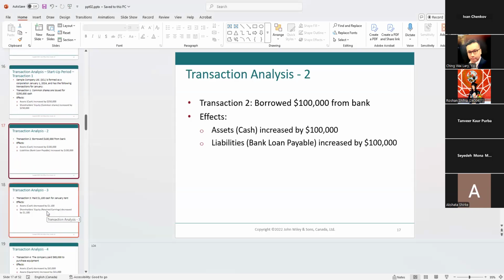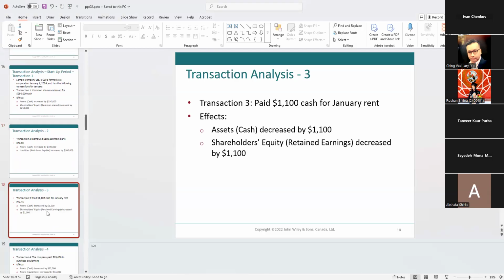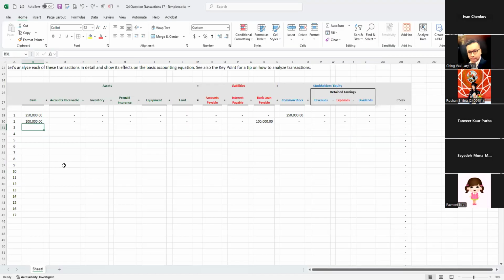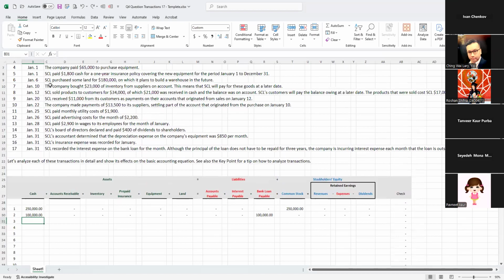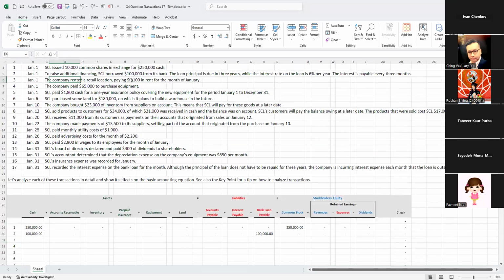Number 3. Now, we pay rent. We're paying rent, cash. So let's go back to our slides, to our chart, and see how we're going to show this one on our chart. So let's think first. What is here? We're paying for the company's rented location $1,100 rent for the month of January.